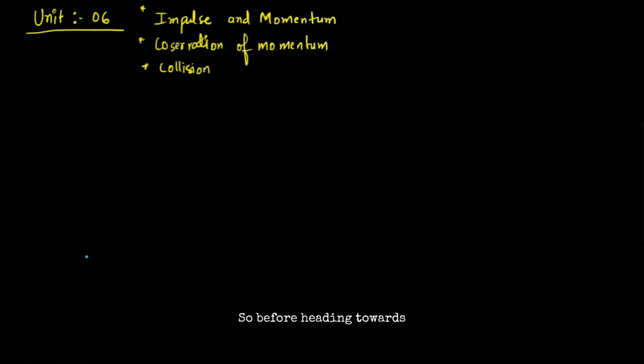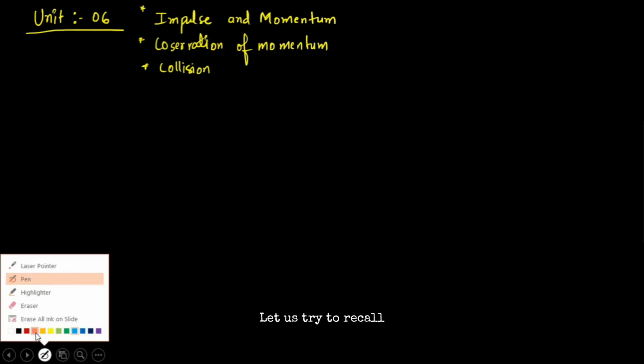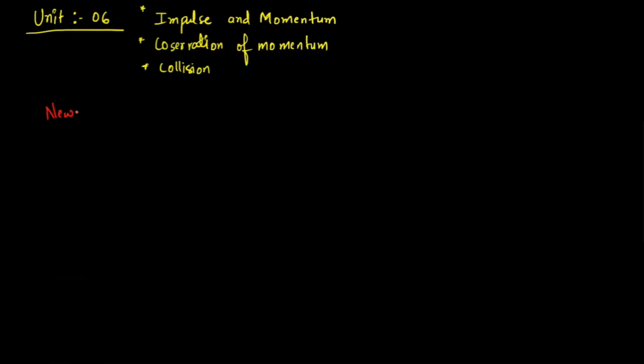So before heading towards what impulse is, let us try to recall what Newton's second law of motion is. So tell me, what is Newton's second law of motion? F equals ma. Do you understand? That is a result of the second law of motion. But what was the statement of the second law of motion? Tell me what it actually is.